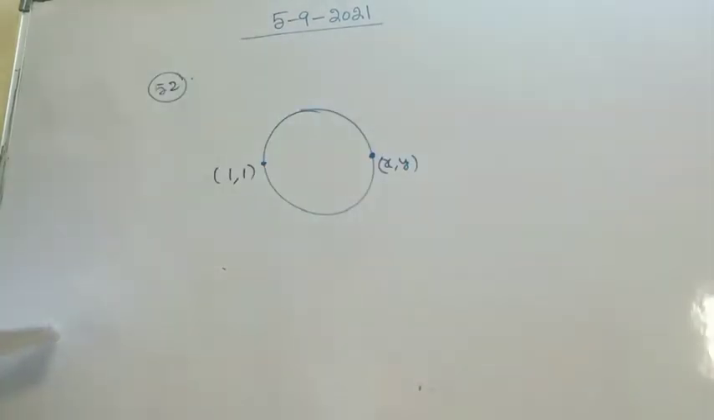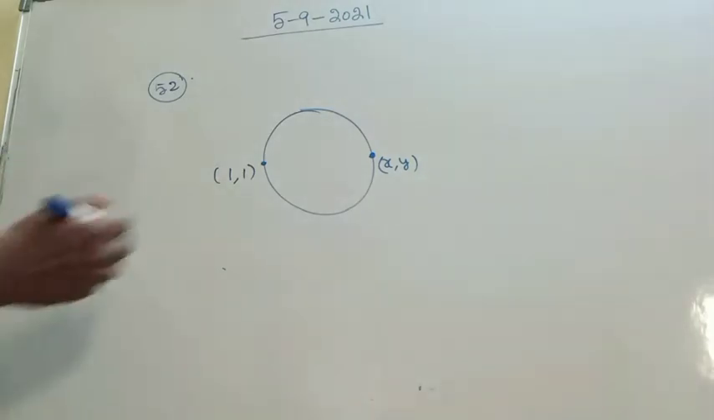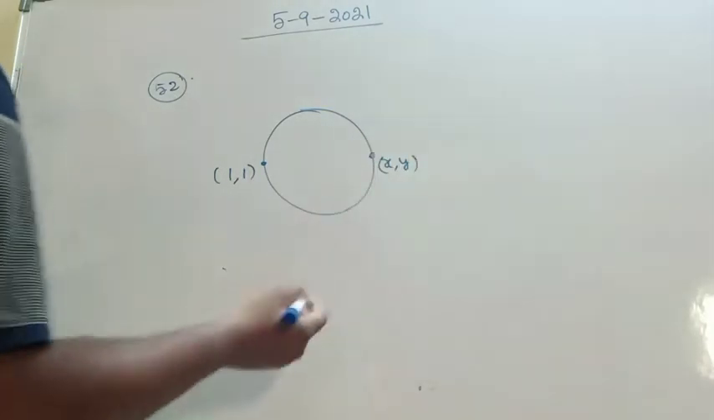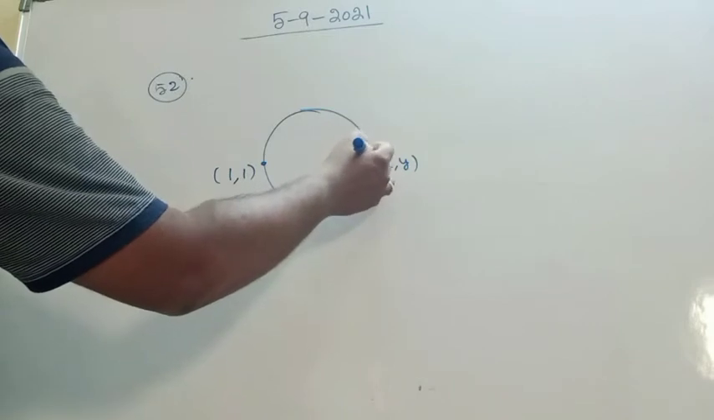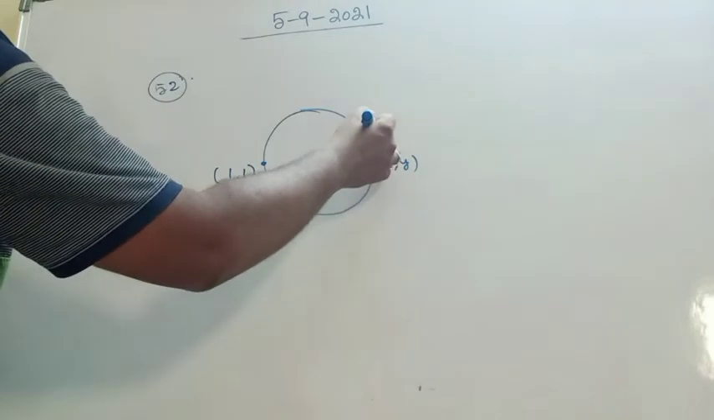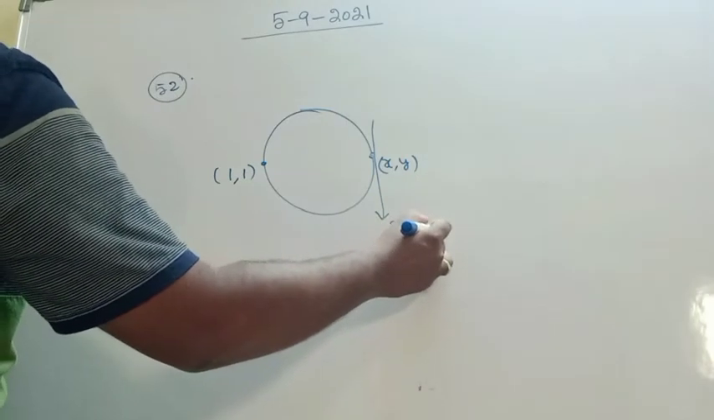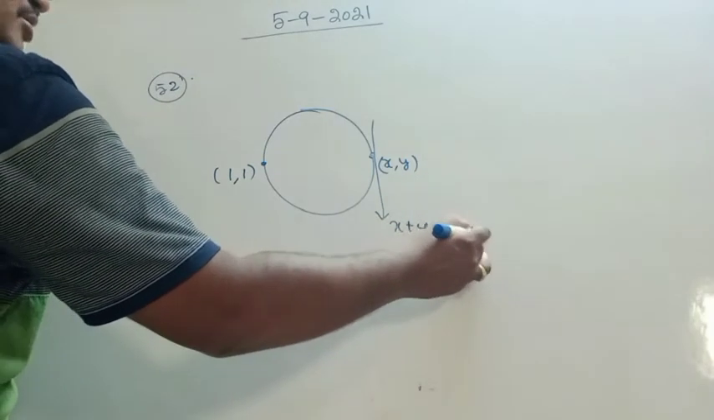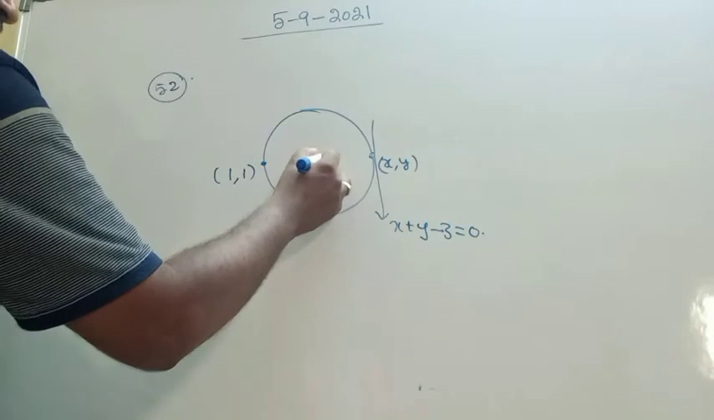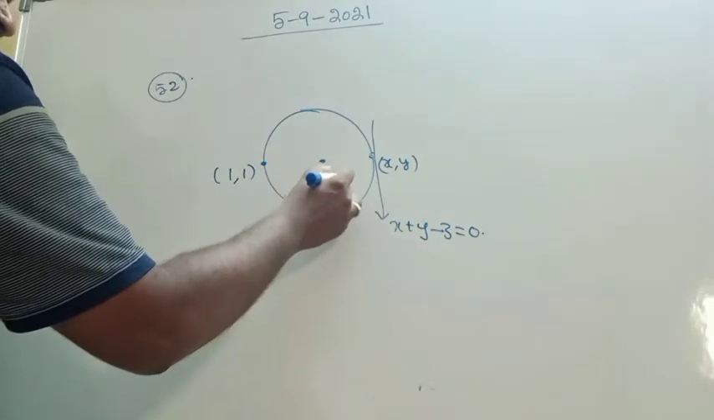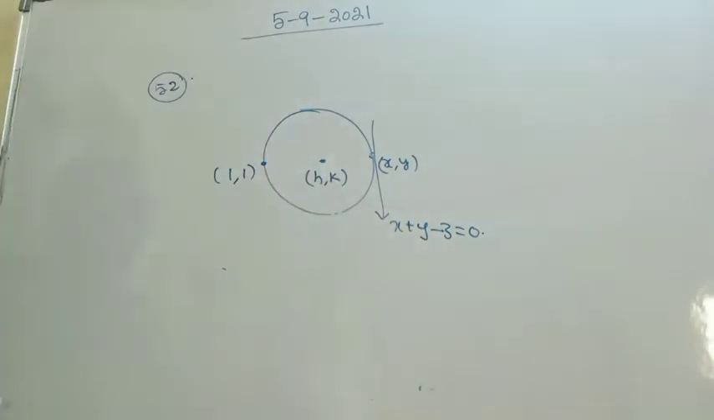Right, my dear students, we have now the 52nd question. The locus of the centers of the circles for which one end of the diameter is 1 comma 1 while the other end is on the line. I have taken the other end as x comma y. It is lying on the line x plus y minus 3 is equal to 0. Now they are asking for the locus of the centers. I am taking the center as h comma k.